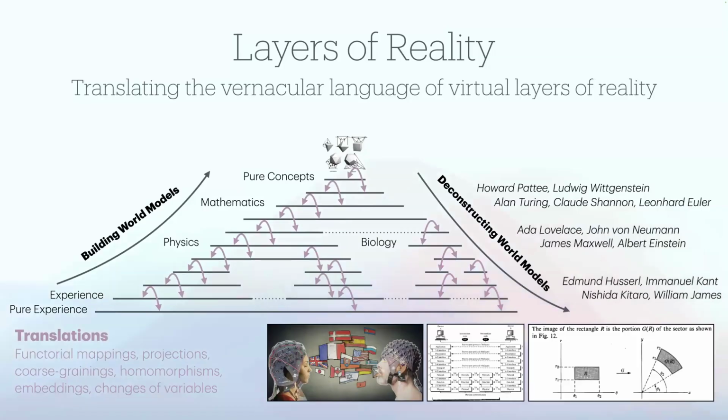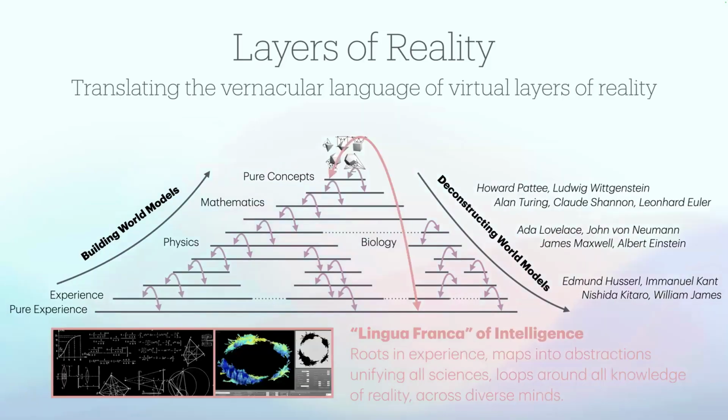Now, to transfer between those levels of descriptions and also sidestep, it doesn't have to be purely hierarchical in the simple way that I have drawn it here. You can use different types of tools and translations, functorial mapping, so category theory, etc. And I think what we are trying to reach is a sort of lingua franca of intelligence, understanding reality from the roots of experience. But interestingly, I think this also loops around.